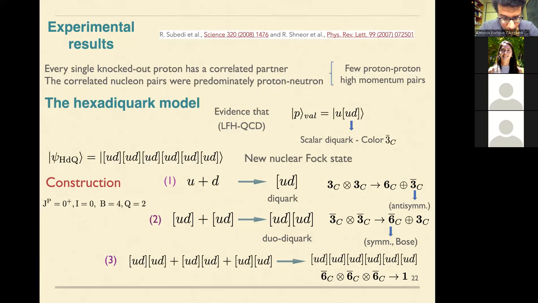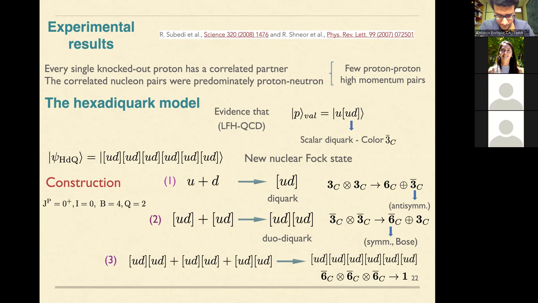So the idea is that we are going to have what is called 6 of these diquarks producing a bound state. So now we are going to form that. What is the construction? And this is going to be a completely new nuclear Fock state. They have never been considered before. So the first step is the U and the D forming what we call a diquark. And that produces a 3-bar, and the 3-bar is antisymmetric. And we want antisymmetric because they are fermions.